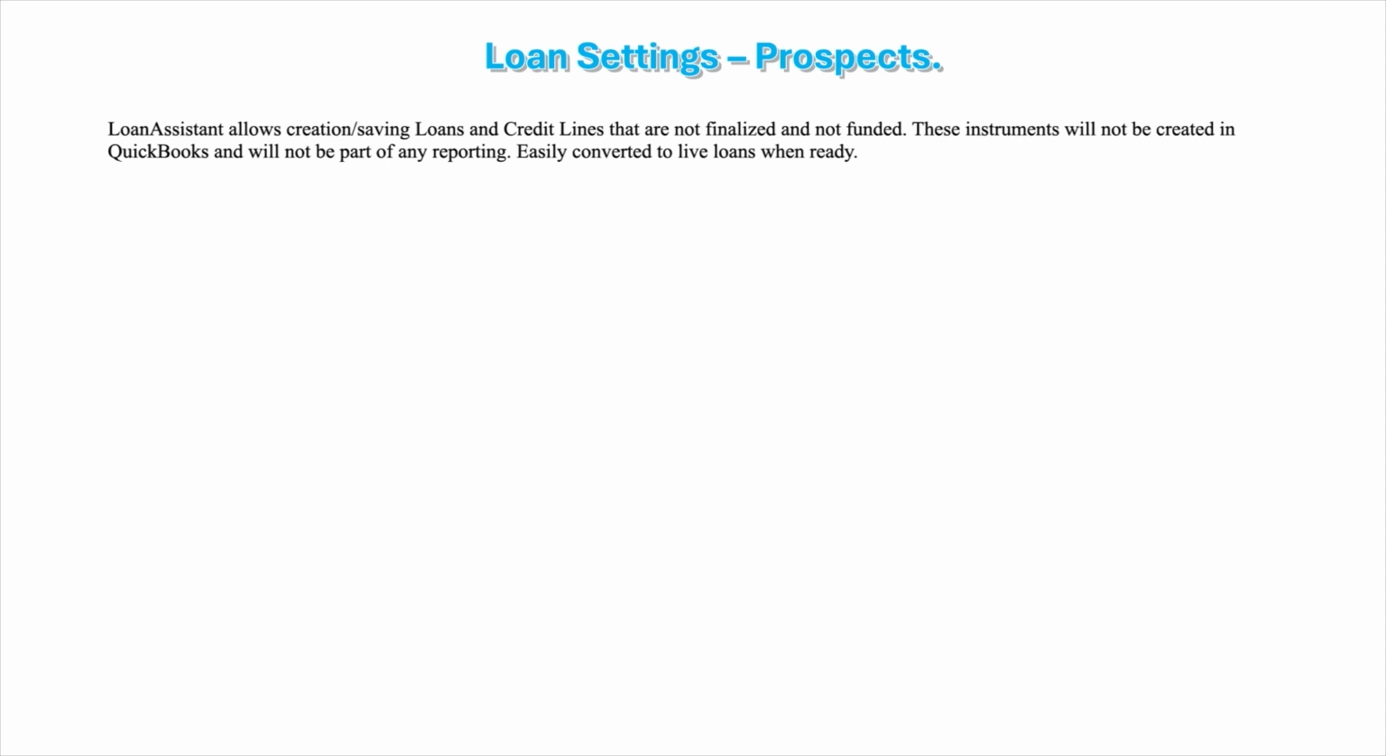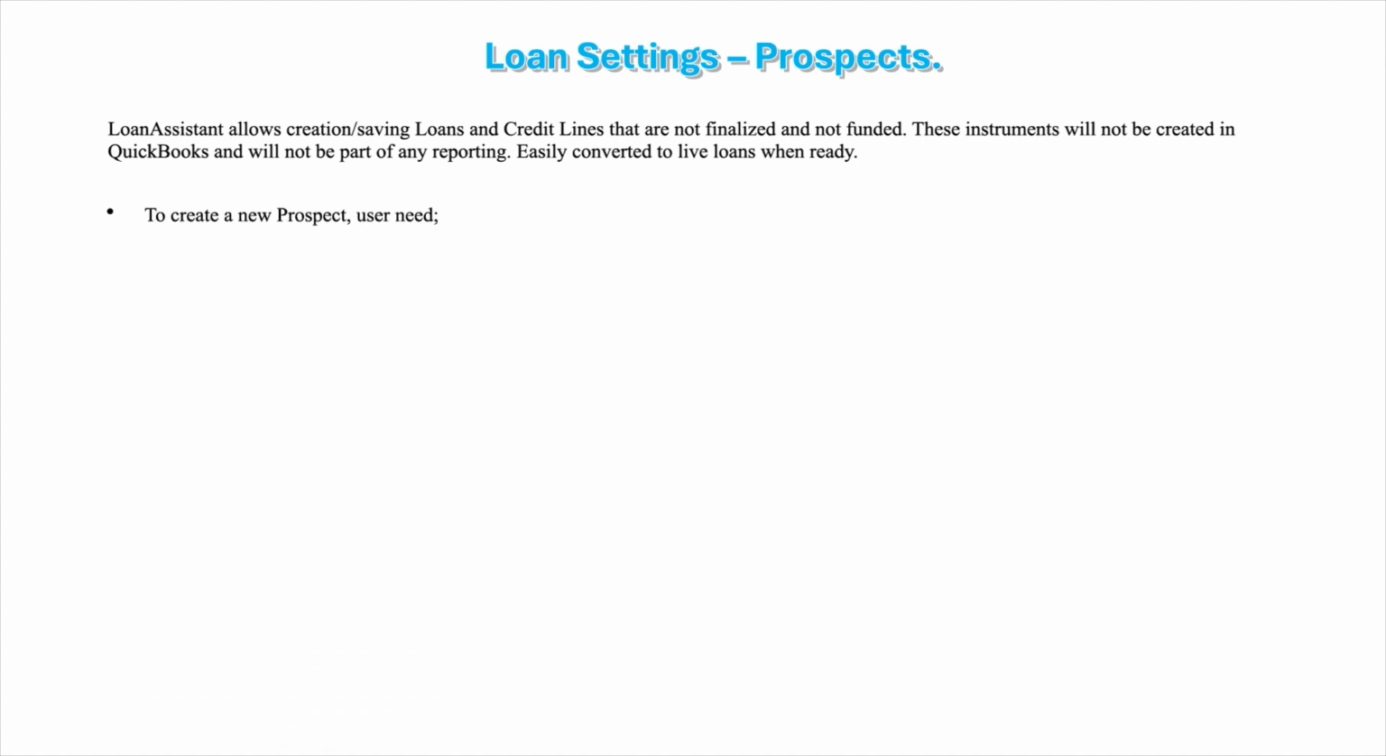Loan settings, Prospects. LoanAssistant allows creating and saving loans and credit lines that are not finalized and not funded. These instruments will not be created in QuickBooks and will not be part of any reporting. Easily converted to live loans when ready.